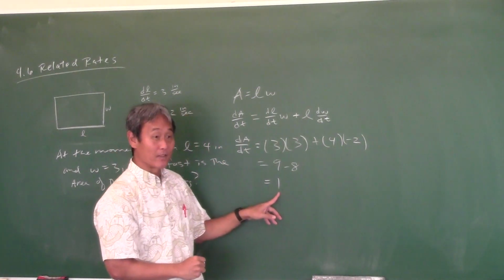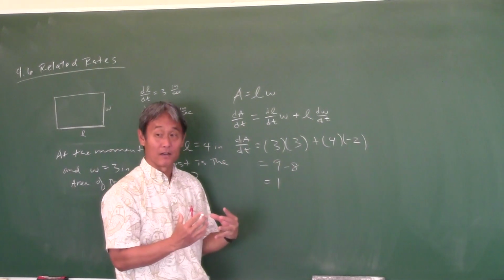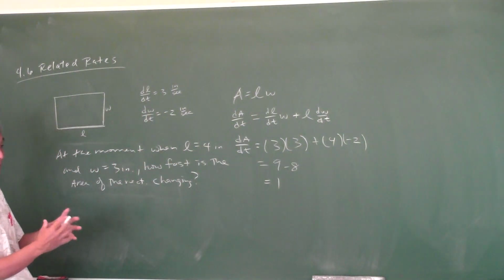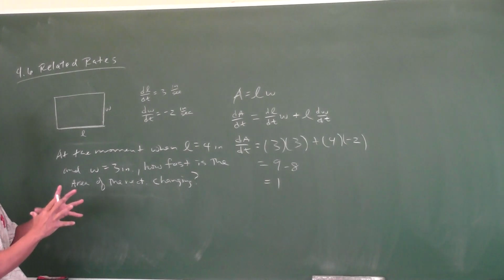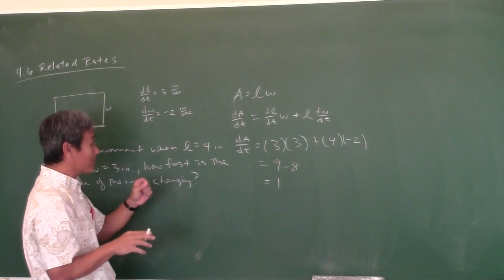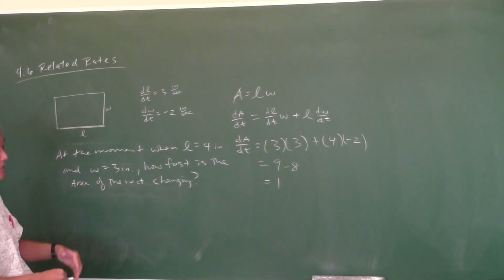Notice that it's a positive number, so that means the area is actually getting bigger at that moment in time. If the derivative is positive, that means the quantity is increasing. So the area is actually getting bigger at that exact moment in time. There might be another point in time where the area is actually getting smaller.